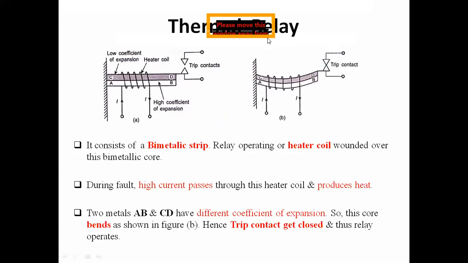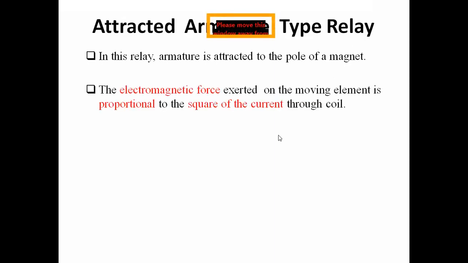So next I'm going to discuss attracted armature type relay. Now in attracted armature type relay, we must have an armature. In this type of relay, the armature is basically attracted by a pole of magnet. So there must be an electromagnet and the armature, and this armature is attracted by that magnet.